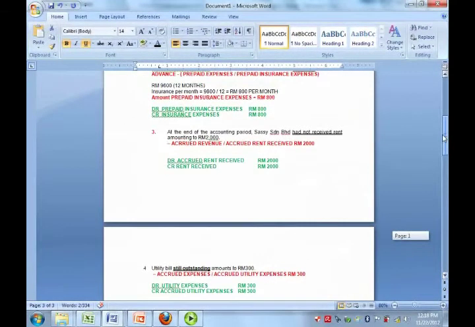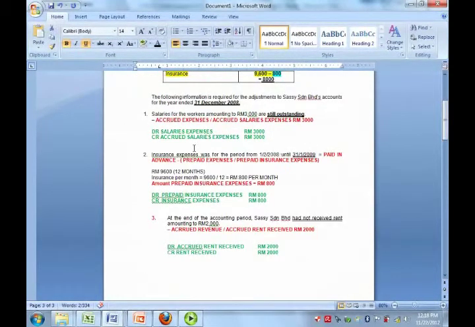Alright, class. As you can see now, accrued salary expenses. That is under what? That is under current liabilities. Correct? Because it is accrued expenses. How about prepaid insurance expenses? Prepaid expenses we consider as current asset. My advice, better you categorize first class before you open the balance sheet to avoid any careless mistake.